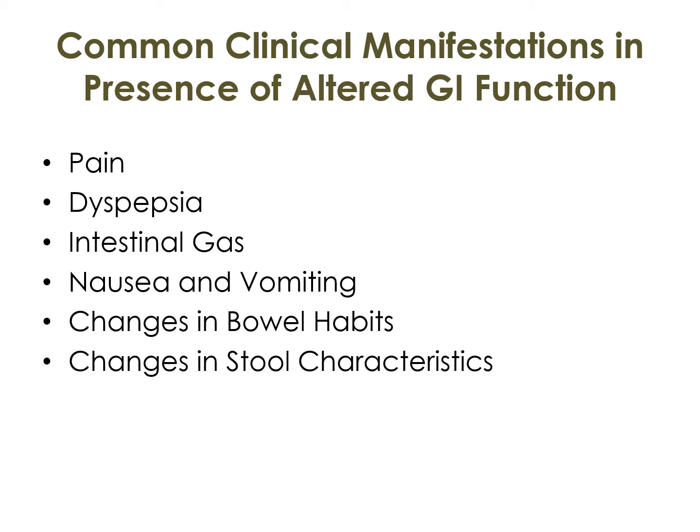Light gray or clay colored stools, absence of bilirubin, stools with mucus or mucus threads or pus in them, rock hard stools, loose watery stools, black tarry stools, remember upper GI bleeding, or bright red stools in regards to lower GI bleeding, and any changes. So what are their normal stool habits and characteristics, and then what are the changes that are noticed.